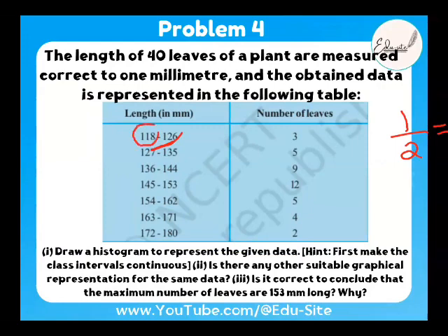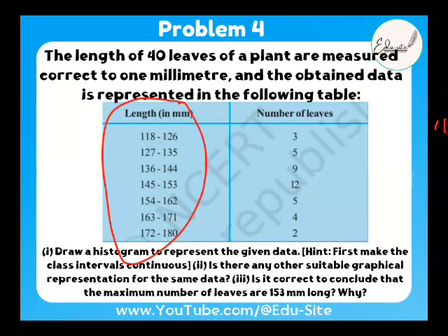जो first वाला है 118 है, you have to subtract 0.5 from that. And जो 126 है, इसको आप 0.5 add करोगे. For the lower class, you have to subtract. For the upper class, you have to add. Okay, so what does this table become? Instead of this length, what will it become? Tell me.